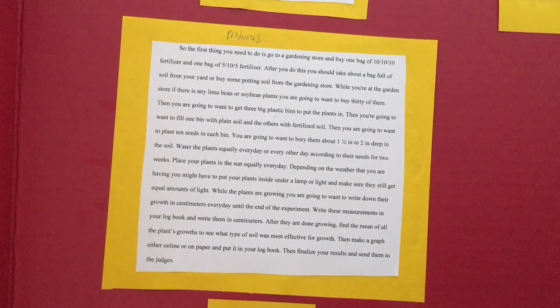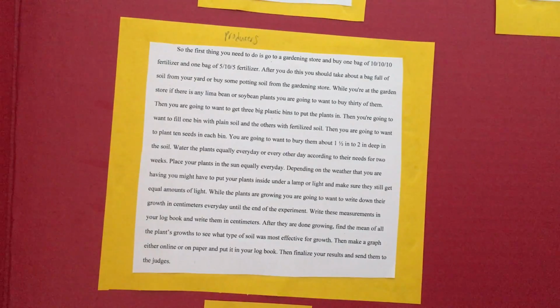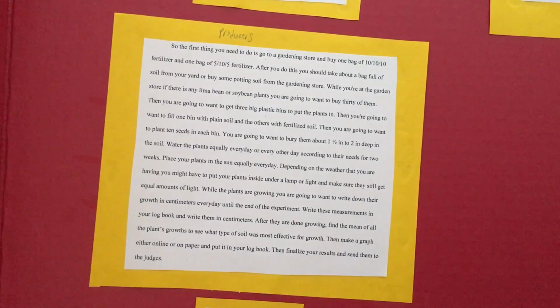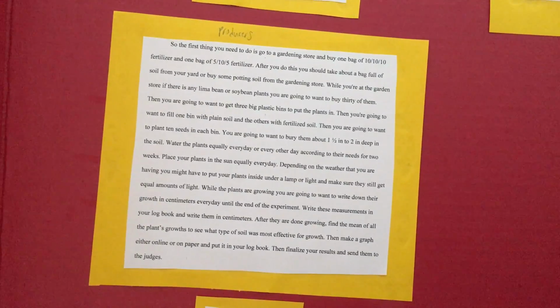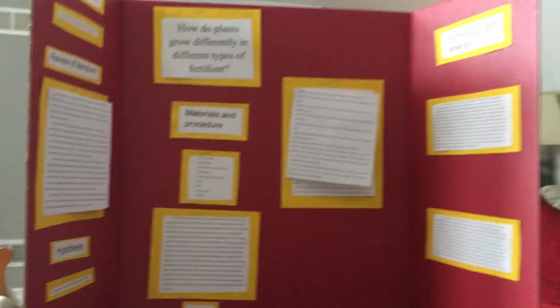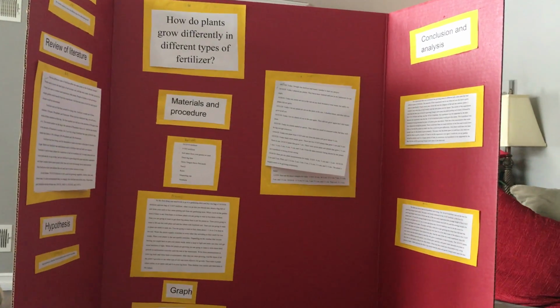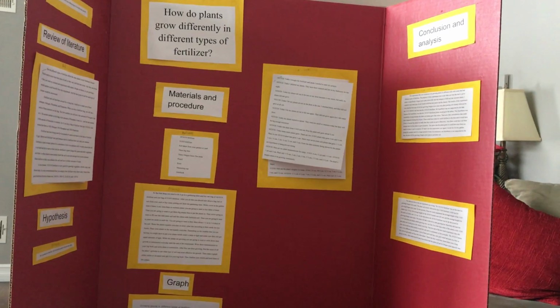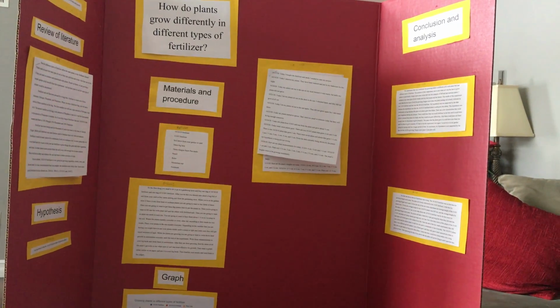After they're done growing, find the mean of all the plants' growths to see what type of soil is most effective for growth. Then make a graph, either online or on paper, and put it in your logbook, then finalize your results and send them to the judges. My digital logbook was just keeping track of the heights of all the plants for the 2-week period. And my analysis was that the data shows that my hypothesis was wrong.